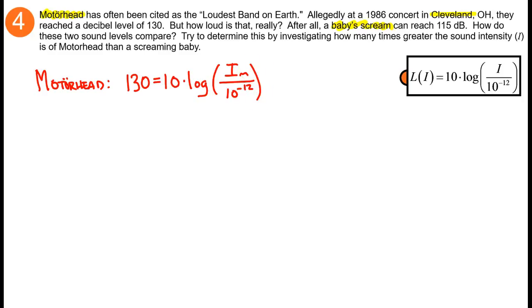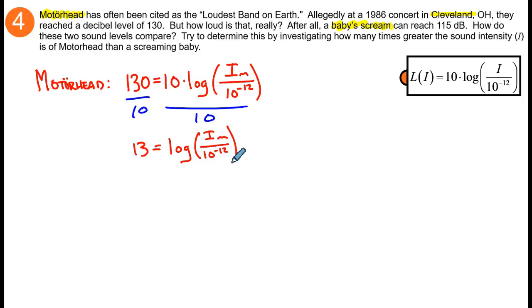So we need to solve for sound intensity here, and that's buried inside this logarithm. So the first thing we need to do is get rid of this 10. We're going to do that by dividing both sides of this equation by 10. And that's going to give me the following. 130 over 10 is 13 equals the log base 10 of I sub M over 10 to the negative 12th.